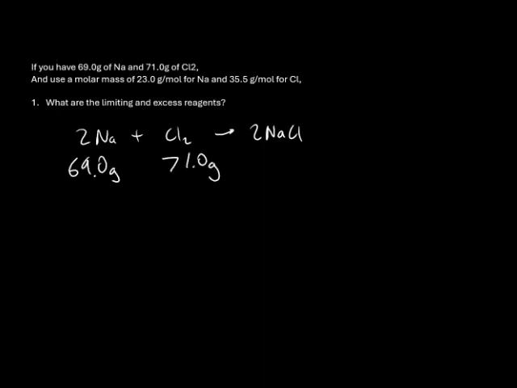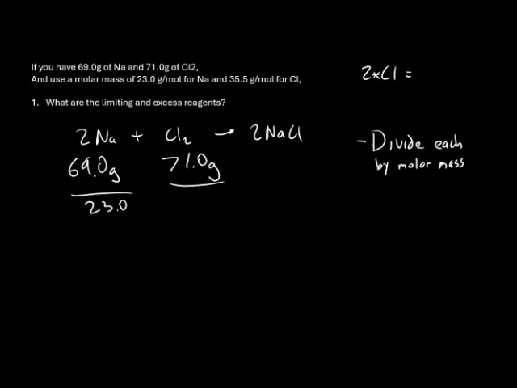We'll begin by dividing each reactant by its molar mass. The molar mass of sodium is 23.0 grams, and then the molar mass for chlorine we'll have to calculate. We have two chlorines in Cl2, therefore we'll have 2 times 35.5, which is the molar mass we've been given for Cl. If we take 2 times 35.5, we'll have 71.0 for our molar mass of Cl2. When we do our divisions, we'll end up with 3 moles of sodium and 1 mole of Cl2.